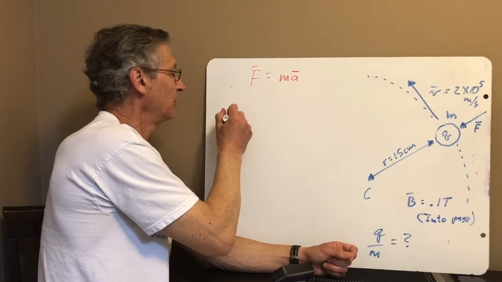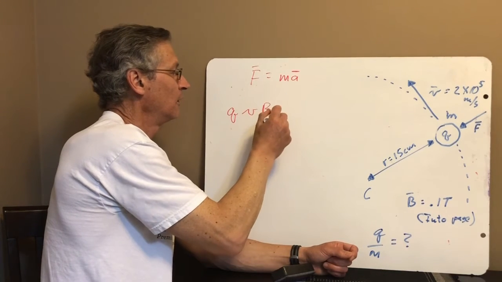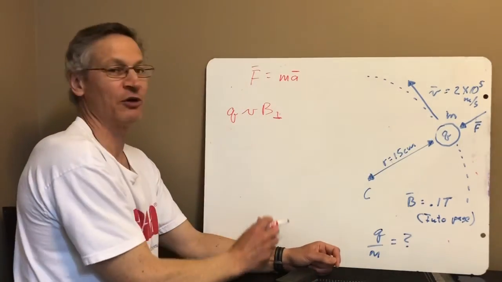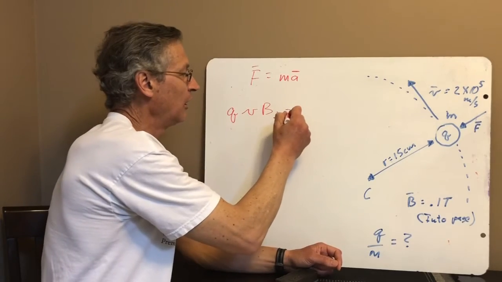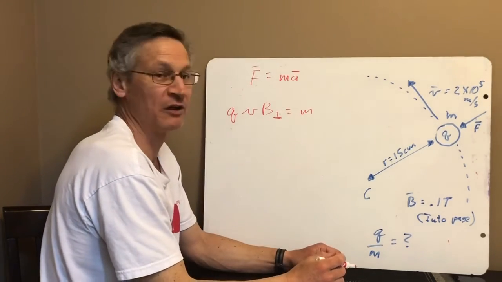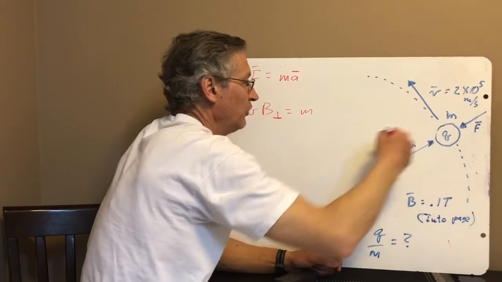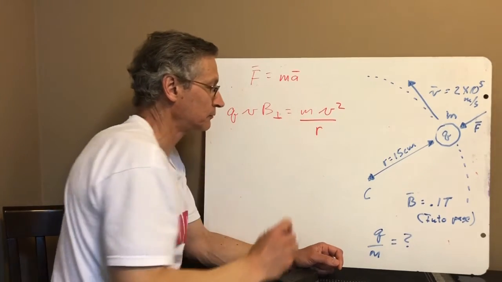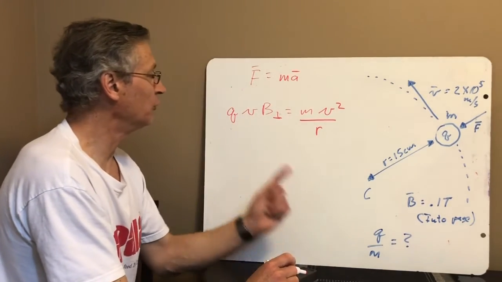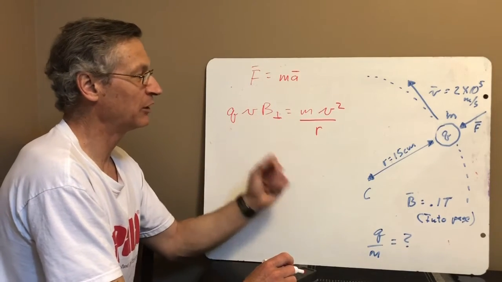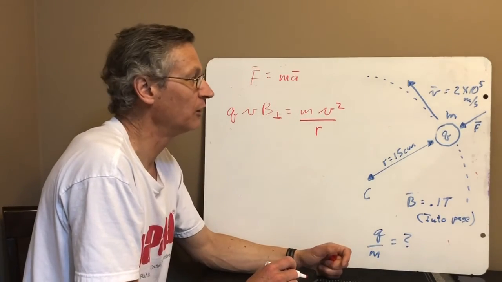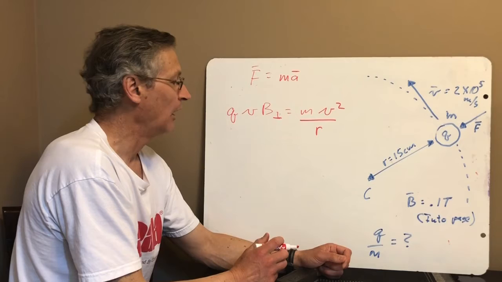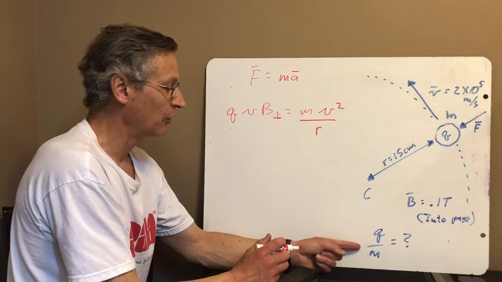The magnetic force on a moving charge, there's how you figure it out. QVB perpendicular, and it's equal to the mass times the acceleration, and the acceleration is the centripetal acceleration towards the center of the circle, V squared over R. Now remember, if you're going to use this formula, the magnetic field has to be perpendicular to the velocity, and yes, it tells us right in the question that the magnetic field is perpendicular to the velocity, so we're okay there. And we are interested in the charge to mass ratio.